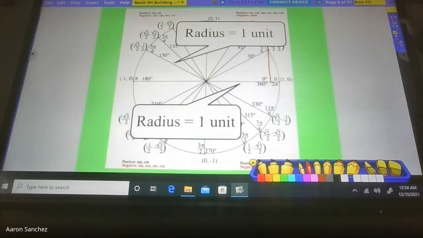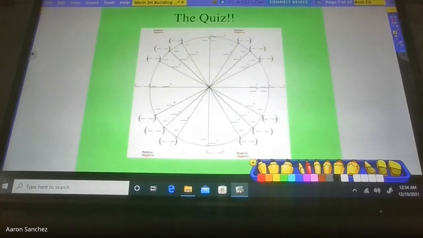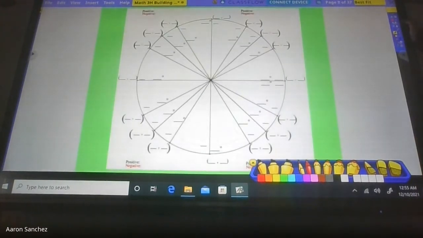Okay, I think we're about ready. I think we know everything we need to know to start filling it out. This is what your quiz is going to be. Fill out the whole unit circle. Now, it's just patterns. It's not memorization, but I'm going to show you a video that actually shows you a really easy way to memorize it, if we have time. Okay, so here we go.